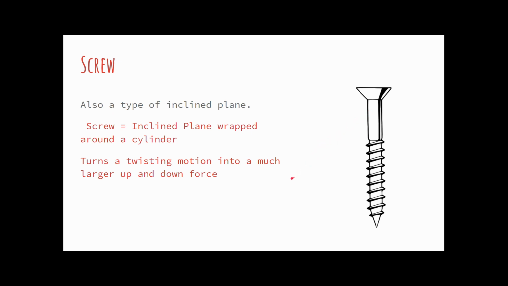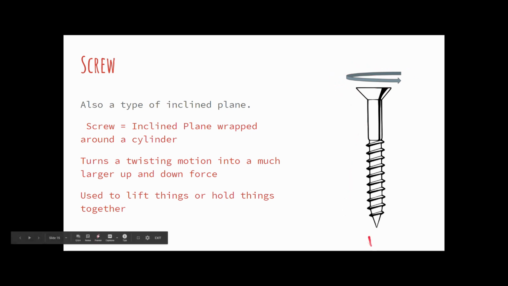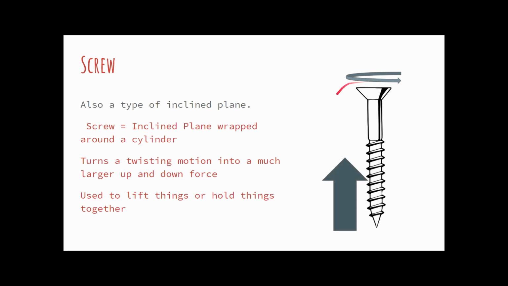And what the screw does is it turns your twisting force up here into a much larger up and down force. And that makes them really useful to either lift things. We actually use quite a lot of these on our 3D printers to lift the different parts of it up and down. But you're probably more used to seeing screws used to hold things together, where people might drill two things together with a screw.